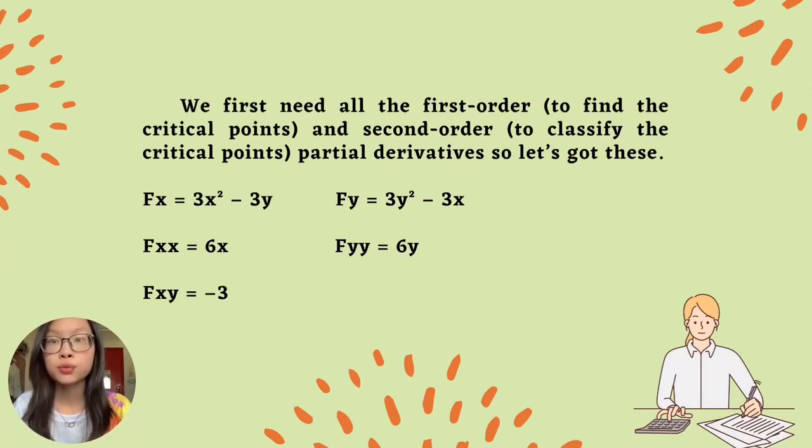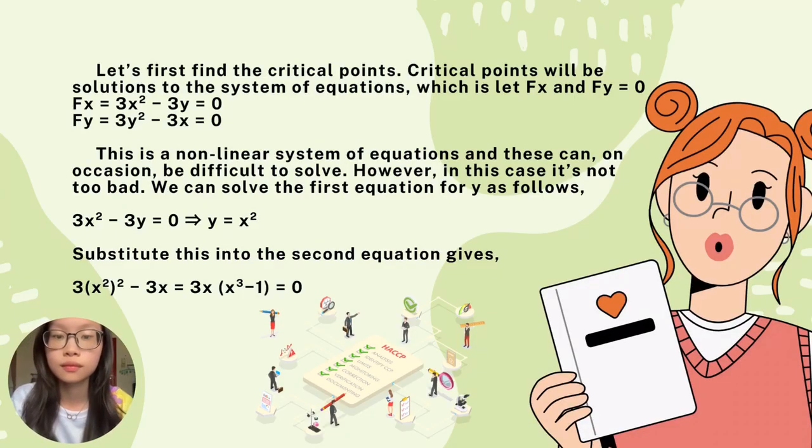Differentiate fx with respect to x equals 6x. Differentiate fy with respect to y equals 6y. Differentiate fx with respect to y equals negative 3. Let's first find the critical points. Critical points will be the solution to the system of equations, which is: differentiate f with respect to x and differentiate f with respect to y equals 0.